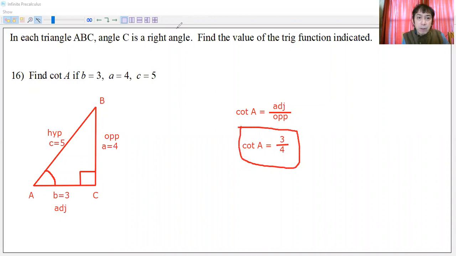We can check and verify the answer from the computer. You will see it at the end of the line in number 16 there. So this is the answer, 3/4, and we're correct. All right, number 17.